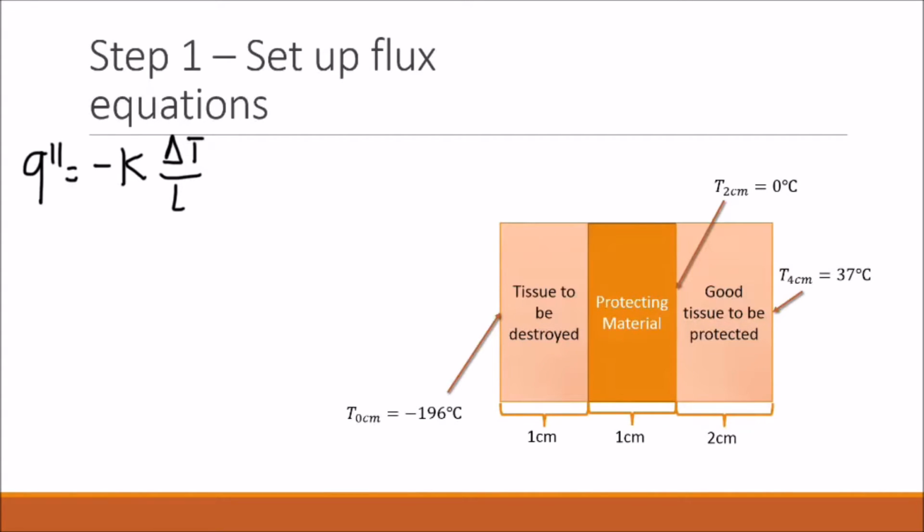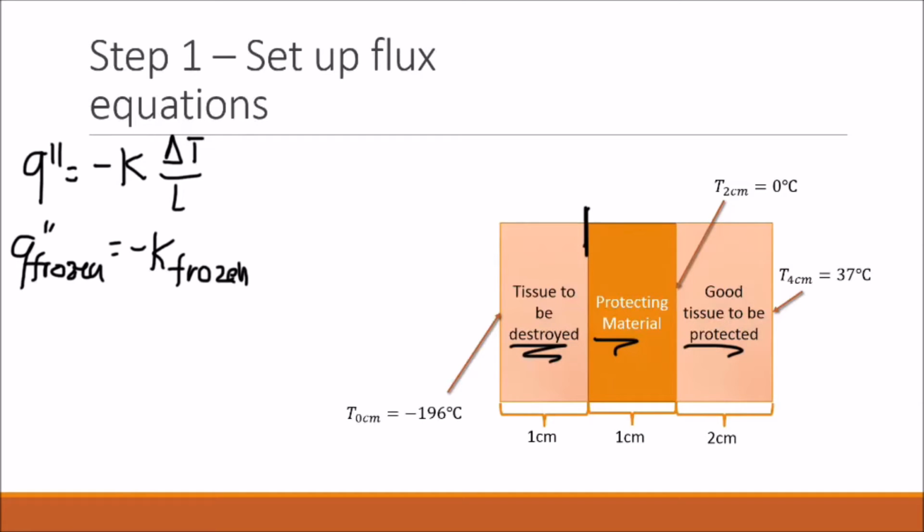And we can use this relationship to find the heat flux through our frozen layer, our protecting material, and our good tissue. So let's start with our frozen layer, or our tissue to be destroyed. So Q frozen, the heat flux in the frozen layer, is equal to negative the thermal conductivity of the frozen layer times the change in temperature, which is just the temperature at 1 centimeter minus the temperature at 0 centimeters. So write that in.